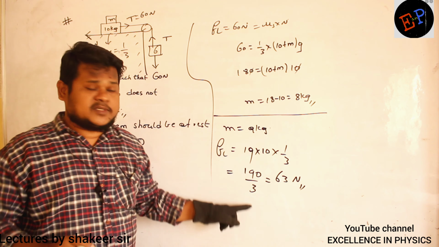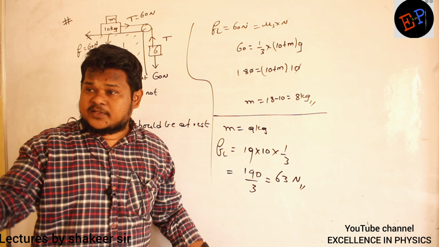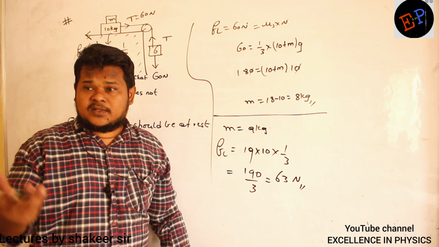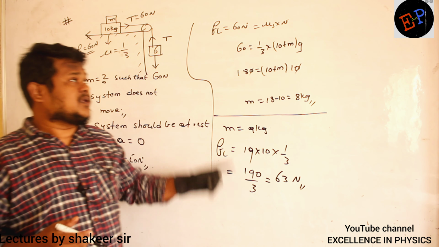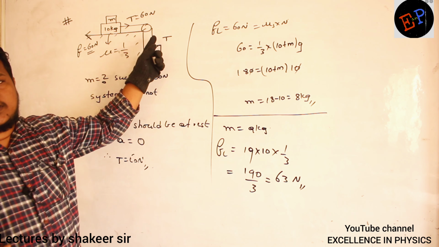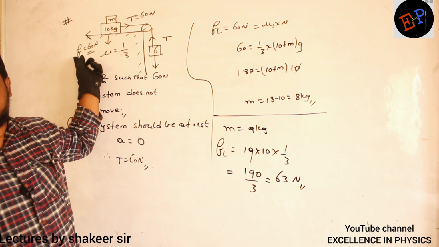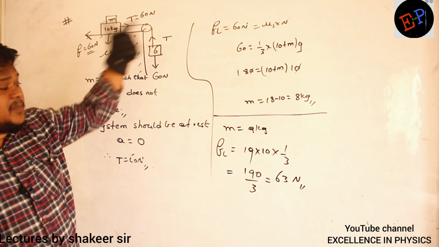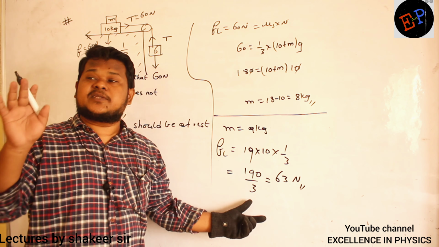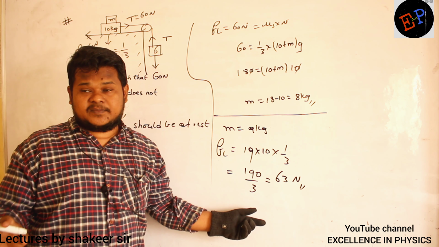If I place a 9 kg body, friction has not reached the maximum value. Because friction will reach maximum value only when applied force is maximum. I am applying how much force? Only 60. So friction will be how much? 60 only. But limiting friction is how much? 63, if I place a 9 kg body. Are you able to understand?